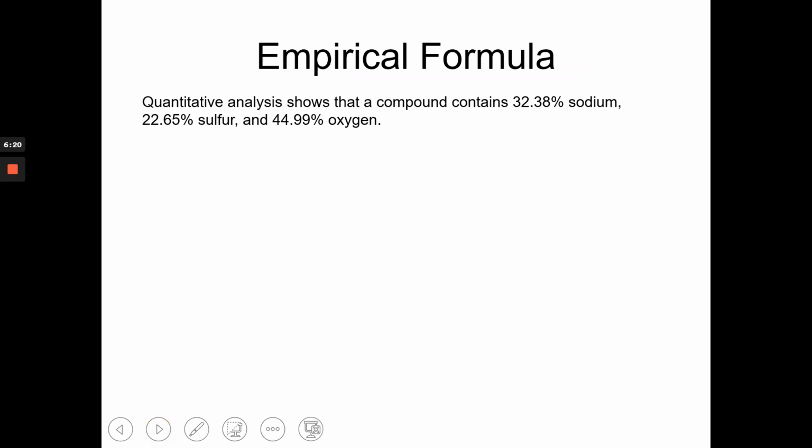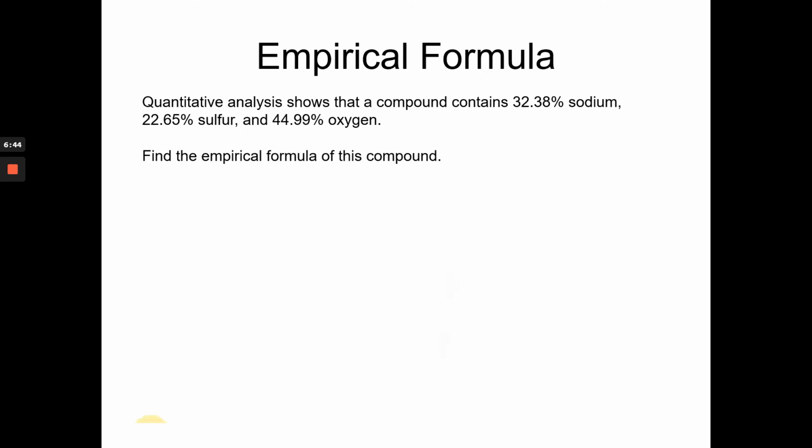All right, so let's now try an example of an empirical formula question. So it says quantitative analysis. That means numbers are involved. It shows that this compound contains sodium, sulfur, and oxygen, and the percentages of each are shown. So here's what we do. To find the empirical formula, we're going to follow 3 very simple steps.